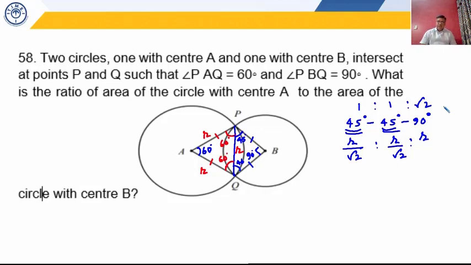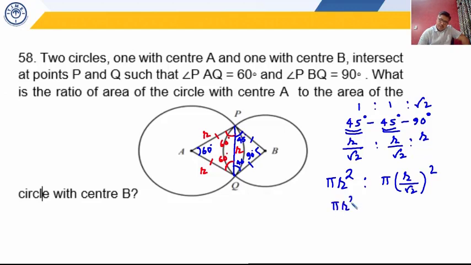So what is the ratio of area? The area of the circle with center A is pi R square, and the area of the circle with center B is pi times (R by root 2) square. So pi R square is to pi R square upon 2. The ratio is turning out to be 2:1. So what is your answer? Your answer is 2:1. I hope this is fine. Alright. Okay.